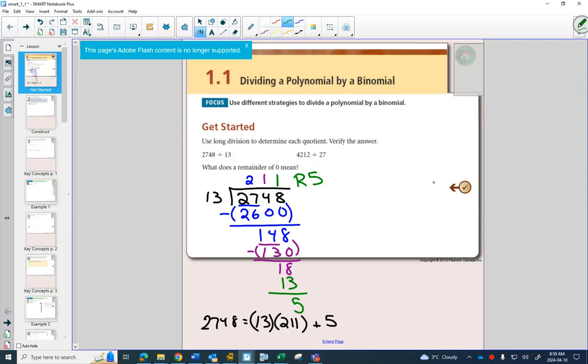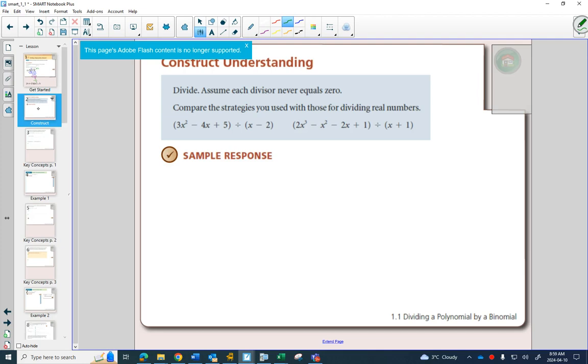Now we're going to take this same idea and apply it to algebra. You want to divide 3x squared minus 4x plus 5 by x minus 2. So I'm going to draw the same thing that we had before, 3x squared minus 4x plus 5, and I'm going to divide it by x minus 2.